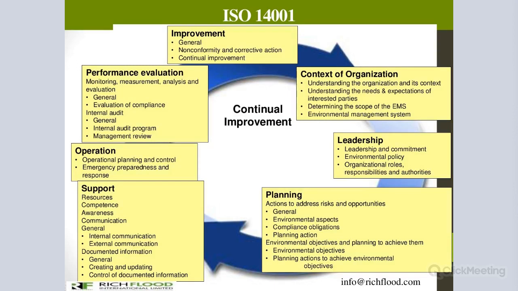So all of this must be put into consideration. In understanding it in the context of the organization, ISO specifies that we need to understand the needs and the expectations of interested parties. Who are the interested parties relevant to the EMS? What are their needs and their expectations? All this must be put into consideration. The next one is determining the scope of the EMS.